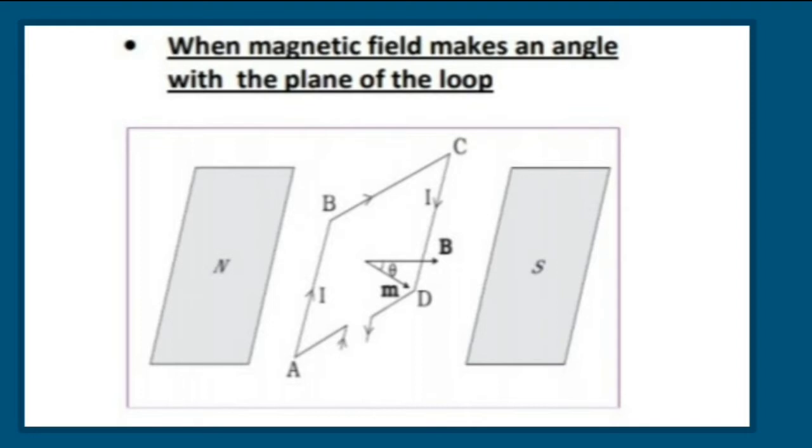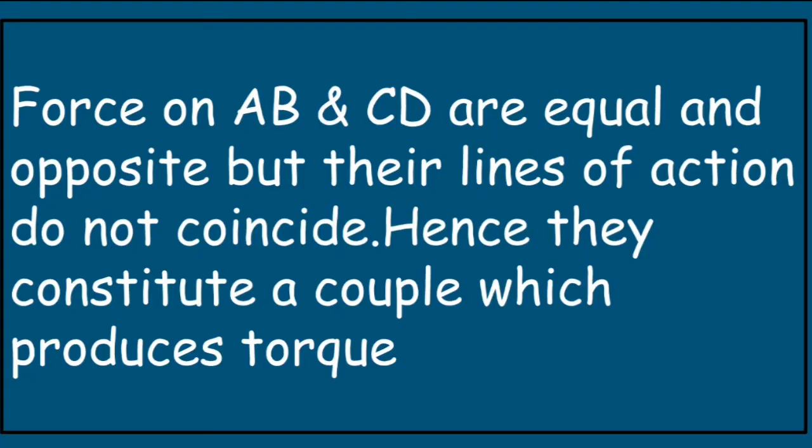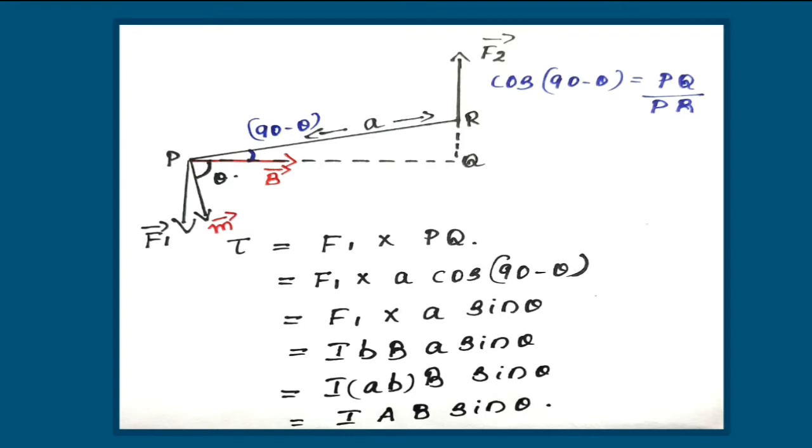You know the condition for two equal and opposite forces to constitute a couple: their lines of action should not coincide. So in the case of forces acting on BC and AD, the lines of action coincide, and hence those two forces will not produce any torque. The forces acting on AB and CD will produce a torque. Here the forces on AB and CD are IlB itself. So we are going to explain what is the expression for that torque.